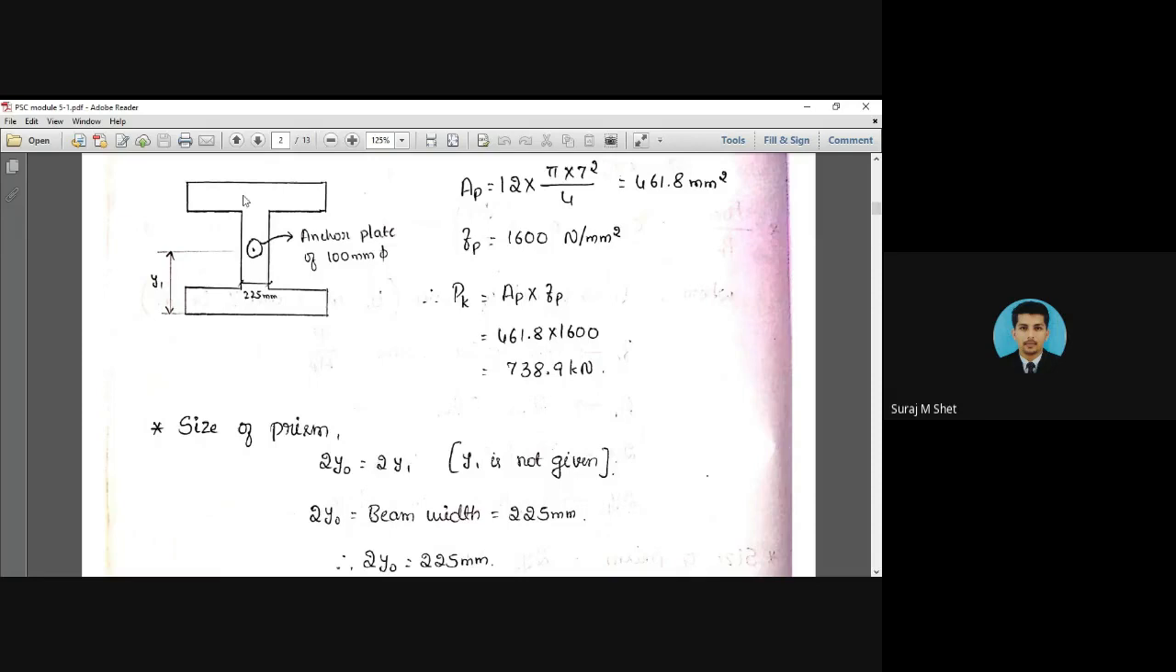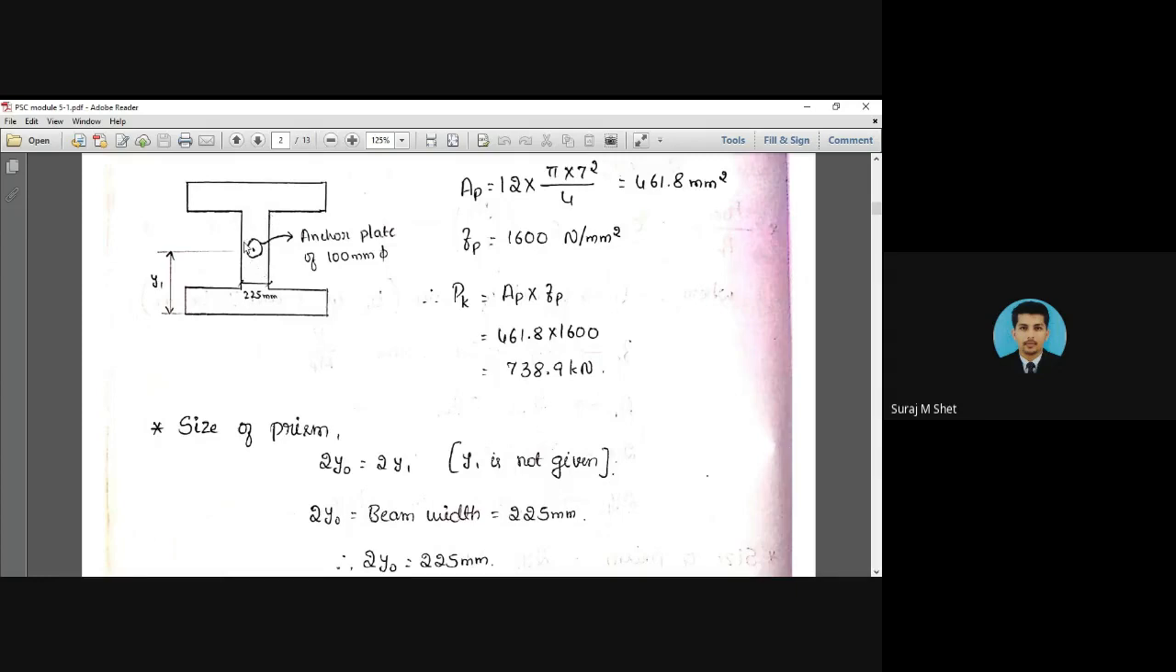In this problem they have not given any dimension in this figure, so y1 is not given. No need to bother then. You then have to take the beam width by default. If they give y1, then you have to write 2 times y1 and see what value you get. You write both and compare them. The least value you have to take. This is the criteria to calculate the size of the prism. Don't get confused. This whole part is called the prism size. Prism size can be calculated using two criteria. First one is beam width.